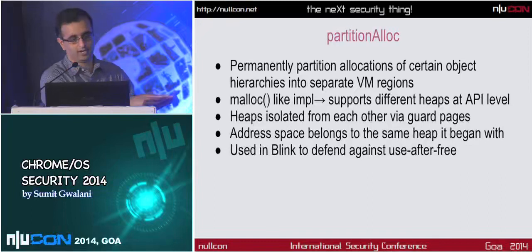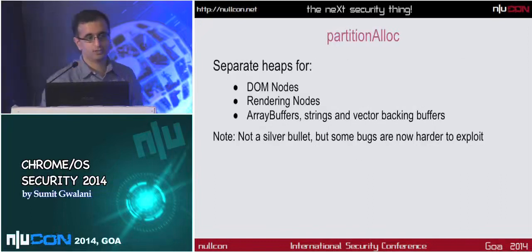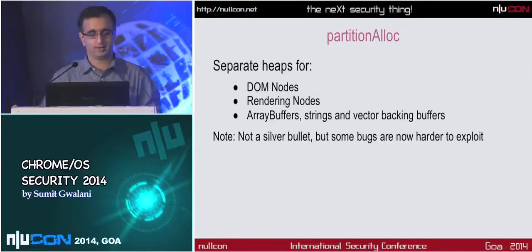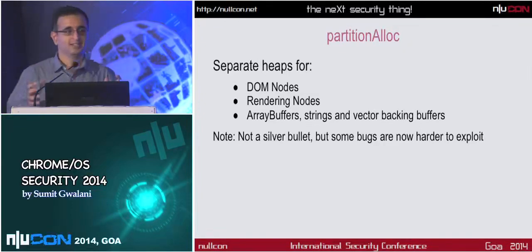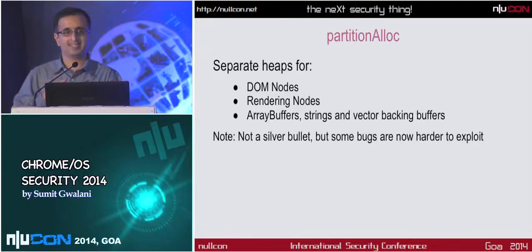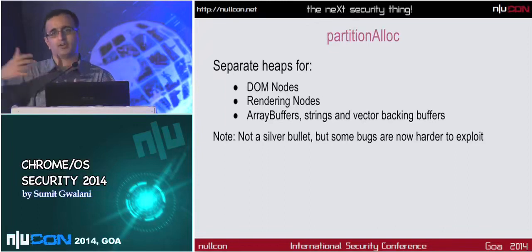to corrupt another one. So right now in Chrome today, we have separate heaps for DOM nodes, separate heaps for rendering nodes, then a common heap for all the places where the user has control, which is like array buffers, strings, vector backing buffers. Again, let me say this. This is just an improvement. It's not a silver bullet. It's not going to solve all your use after free bugs. It's just a way to add another layer of defense, make it slightly harder for the bug to be exploited, so that you make it more difficult for the attacker.